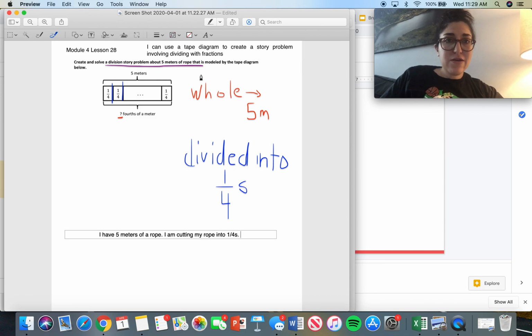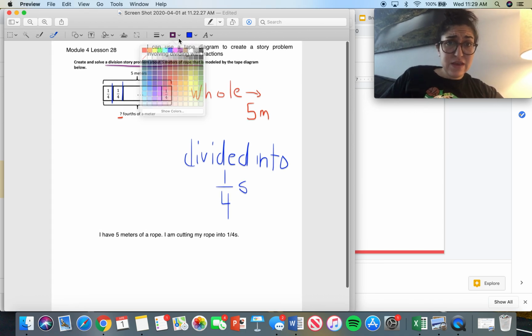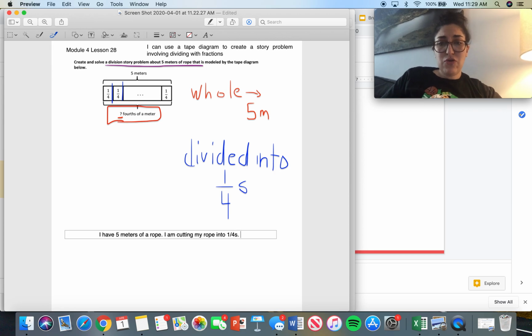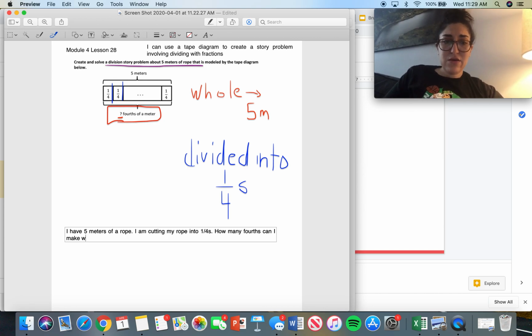So if I go back here and I look, the picture actually gives me a question. It's asking how many question mark fourths of a meter, how many fourths of a meter do I have here? So the question is, how many fourths can I make with my rope?